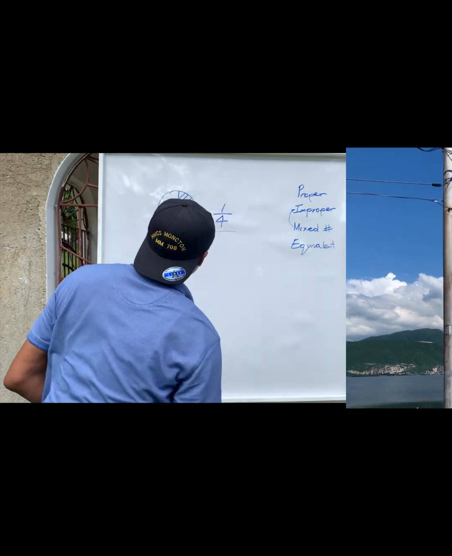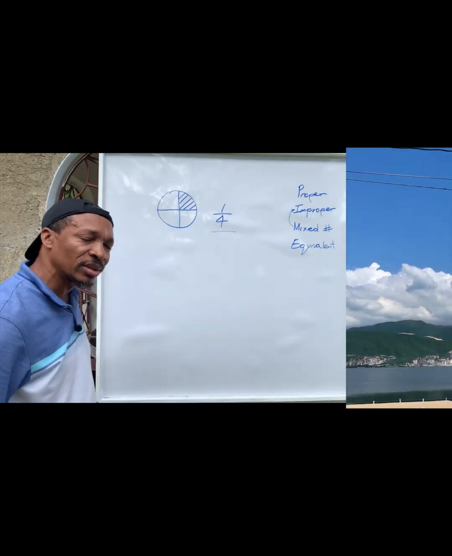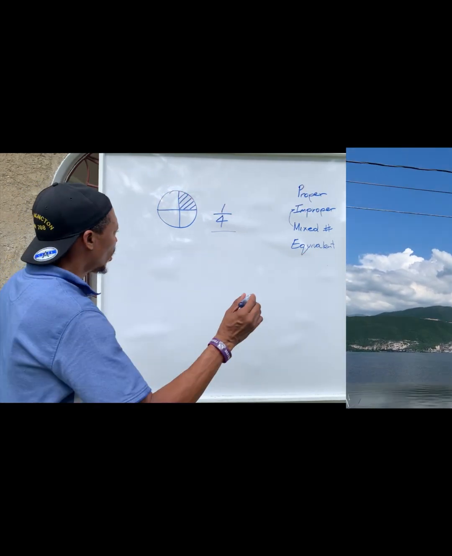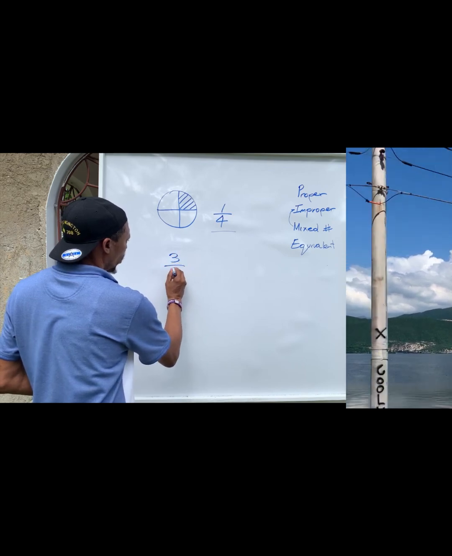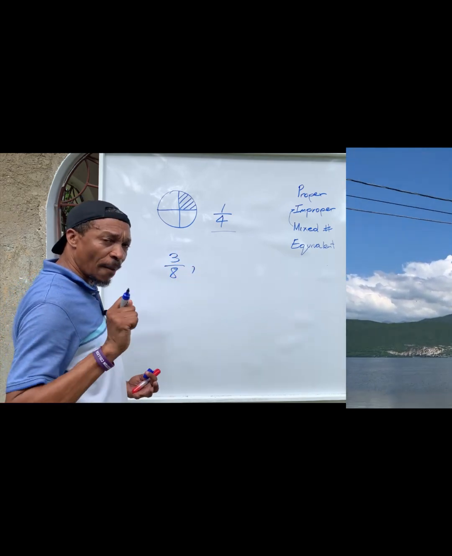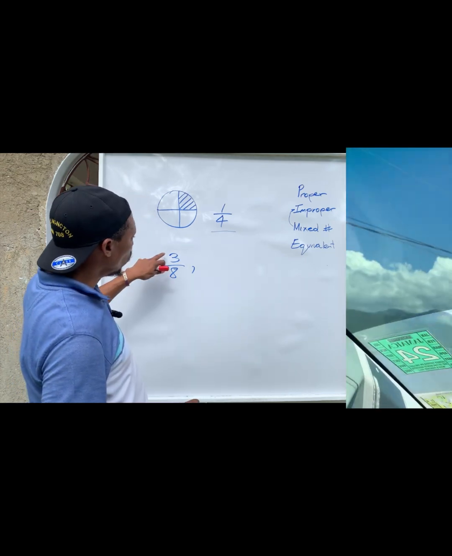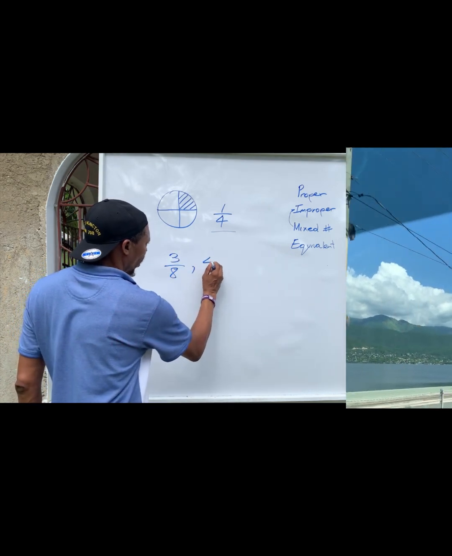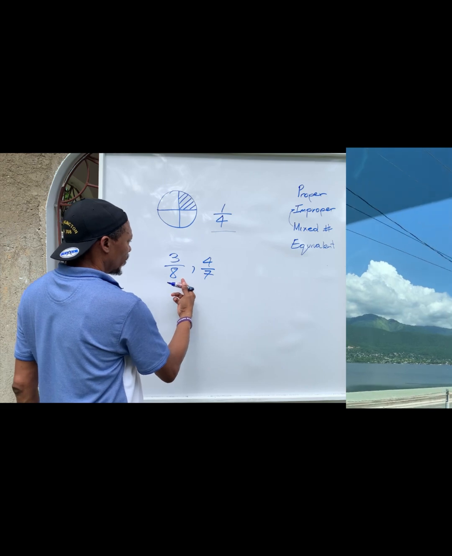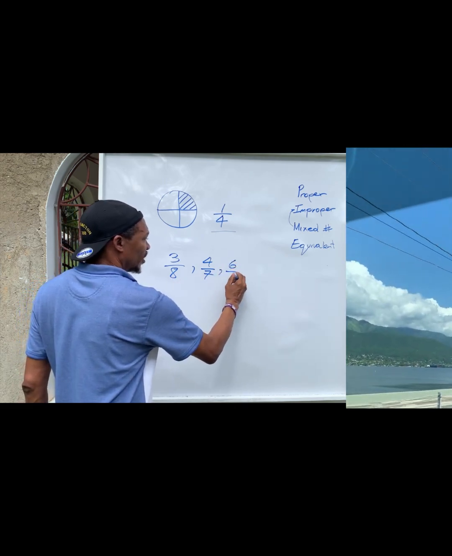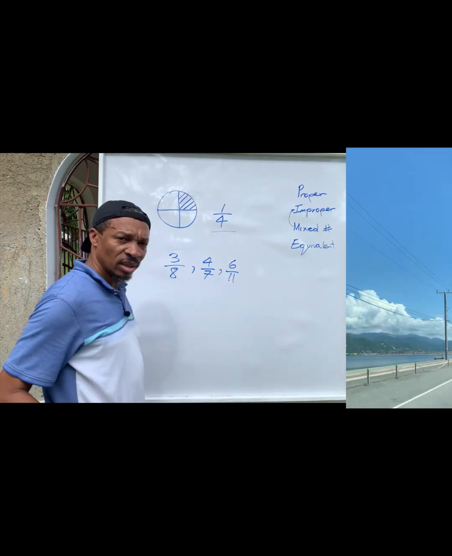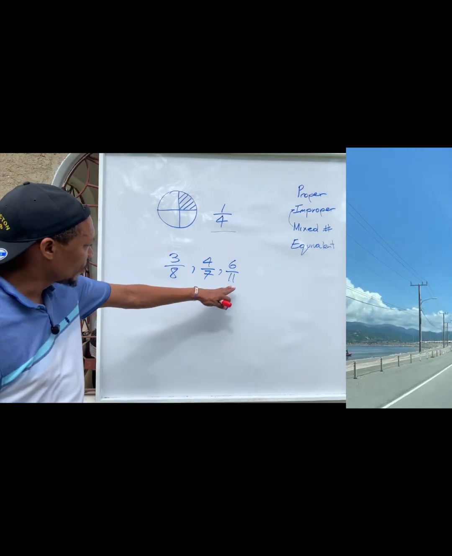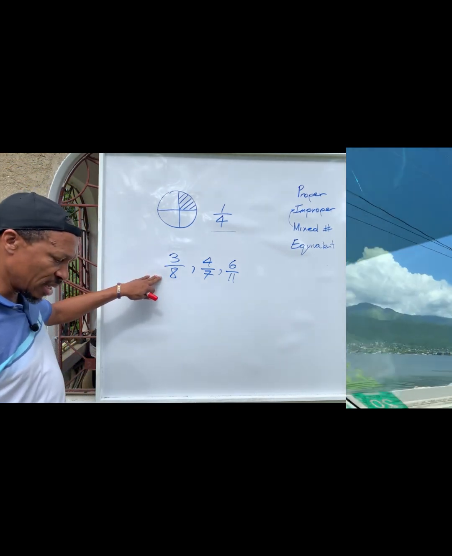All right. Since we've gotten that out of the way, let's move on to the types of fractions. Let's talk about proper fractions. A proper fraction is a fraction in which the top number is smaller than the bottom. So a proper fraction is a fraction where the numerator is smaller than the denominator. All right, so these are proper fractions right here. 3 over 8, 4 over 7, and 6 over 11. So a proper fraction is a fraction where the numerator is less than the denominator. Top number less than the bottom number.